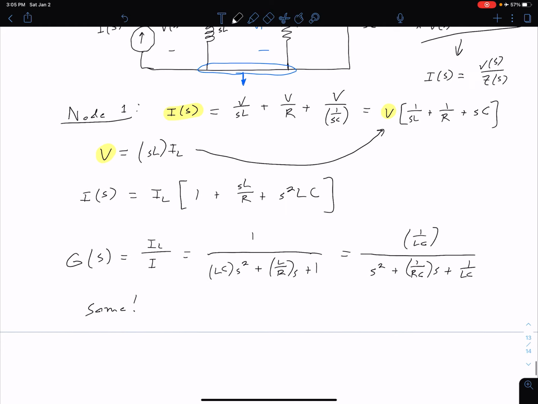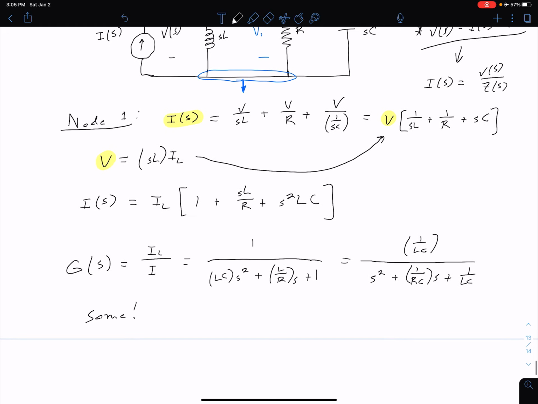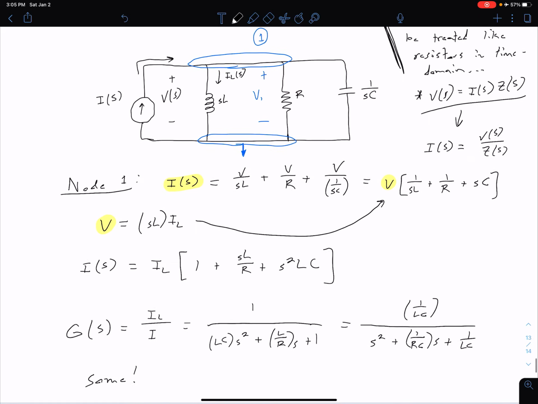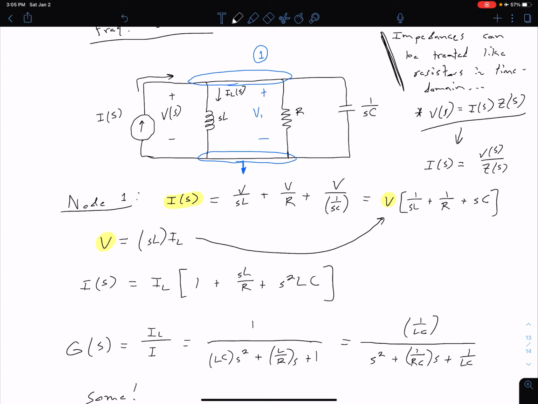So what we're going to look at in the next video is a generalization for more complex circuits so that you don't necessarily need to be super familiar with the node voltage technique itself. And then we're going to look at one final example in our circuit analysis before moving on to mechanical systems.